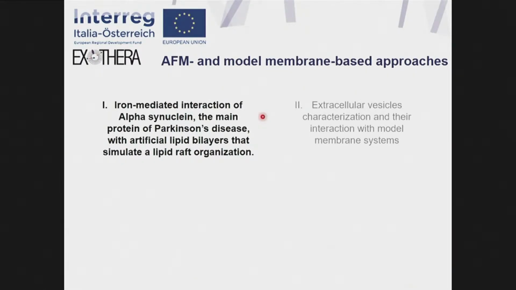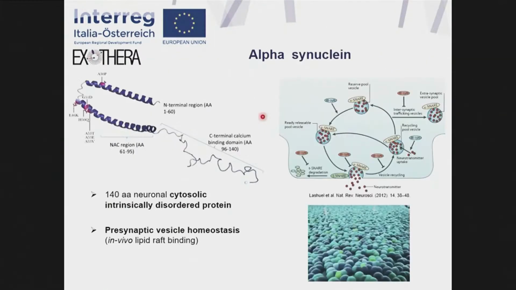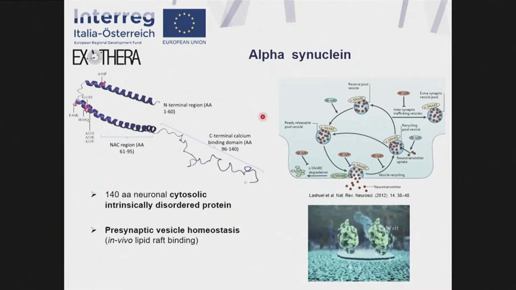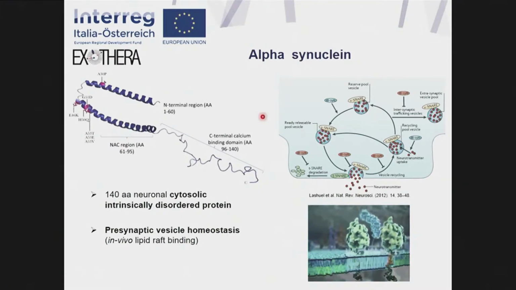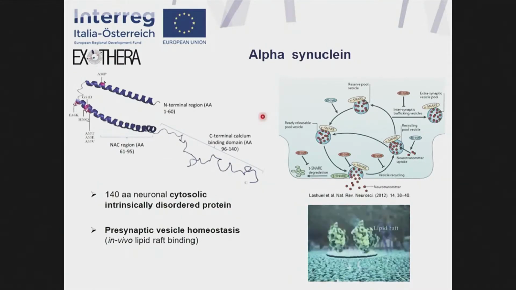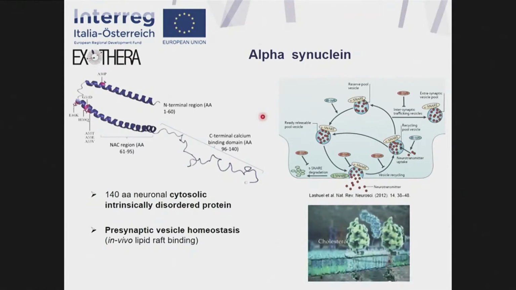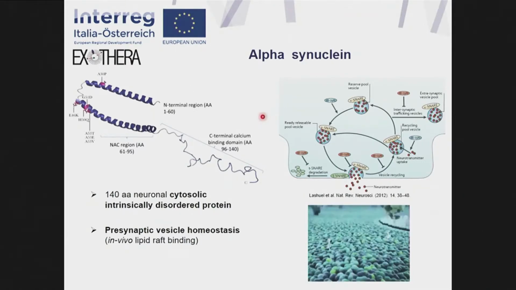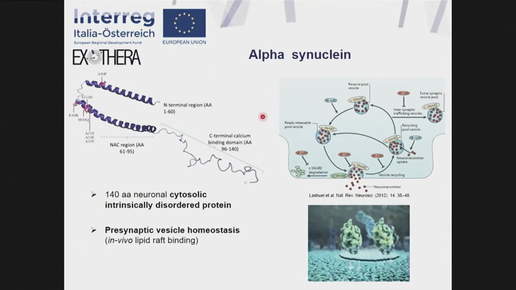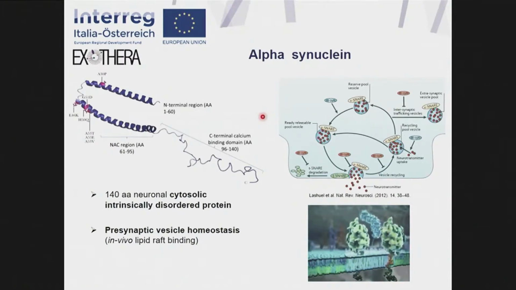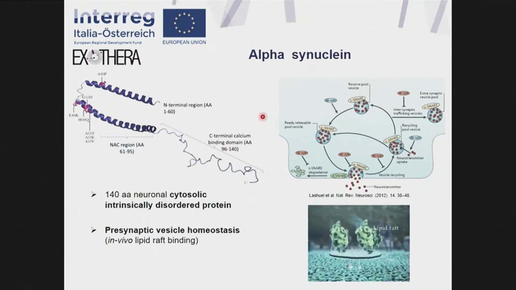In the first part, I will talk about the interaction of alpha-synuclein, as Dr. Ruggeri talked about before in his presentation, the main protein of Parkinson's disease, with model membranes that try to simulate lipid raft compositions. Alpha-synuclein is an unstructured protein, very abundant in neurons. It is not so clear what its physiological function is, but a role has been proposed in the homeostasis of vesicle assembly by binding lipid rafts on membranes of neurons.